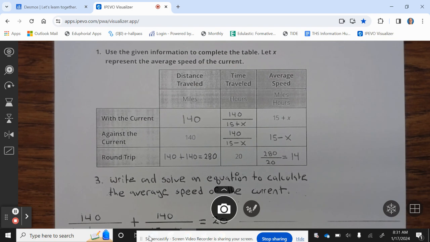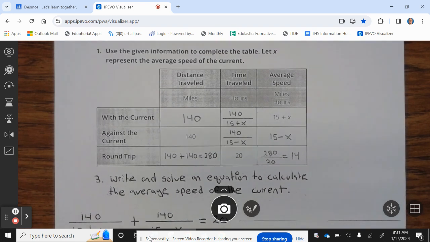Time traveled, hours. 140 divided by 15 plus x. Against the current is 140 divided by 15 minus x. Round trip equals 20. Average speed, miles per hour. With the current is 15 plus x. Against the current is 15 minus x. Round trip is 280 divided by 20, which equals 14. All right, go ahead and complete the table.